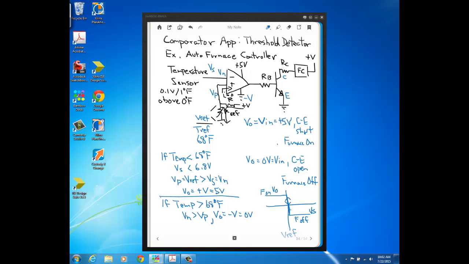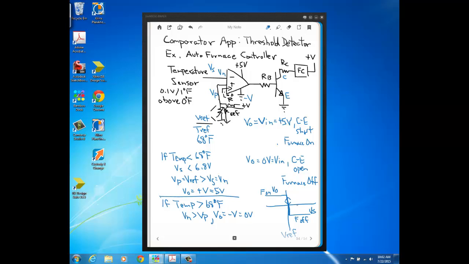And you see it's this vertical right here at V reference. You could be going either direction here depending on how the temperature is changing. Here the furnace is off, but then once the temperature gets to 68 degrees Fahrenheit, or once the input voltage gets to the 6.8 volts of the V reference, that's when the output is going to change, so that now the furnace is off. But then if it immediately cools, the furnace will turn back on. And then if it gets a little warmer right after that, the furnace is going to turn off.